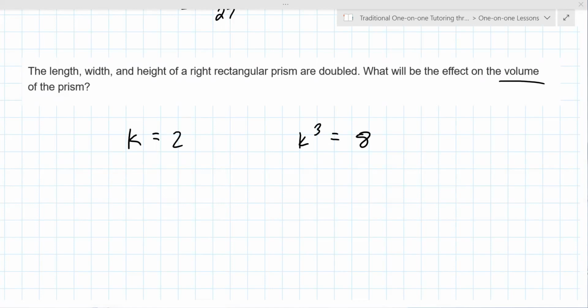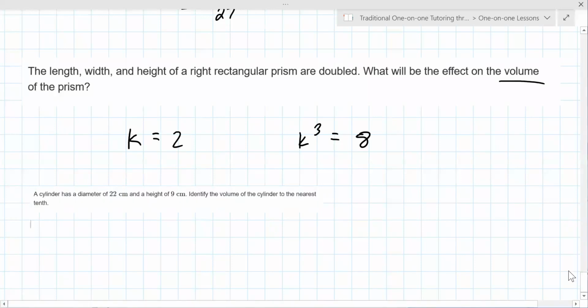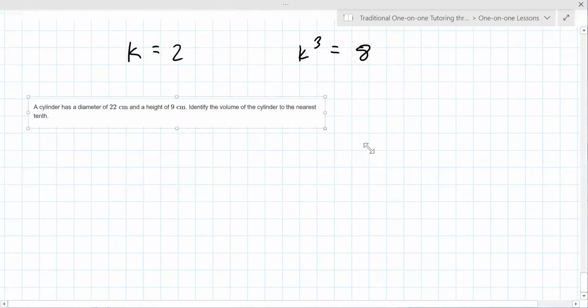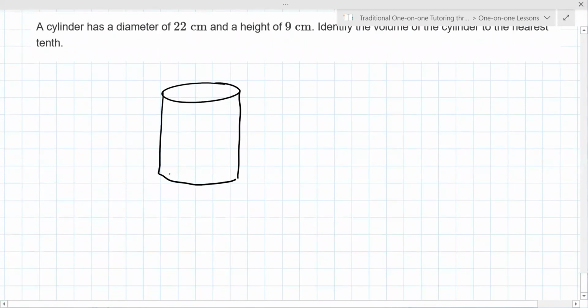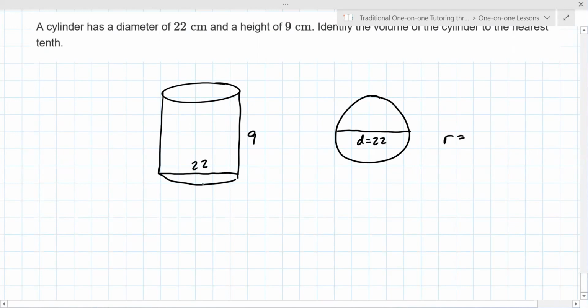Okay, so next question here. So a cylinder has a diameter of 22 centimeters. So the diameter is this distance all the way across, okay, and a height of 9. But that base there is a circle, okay? So what is the radius of that circle on the bottom? Radius is 11.